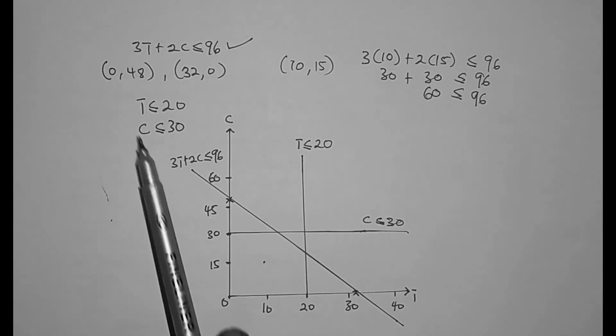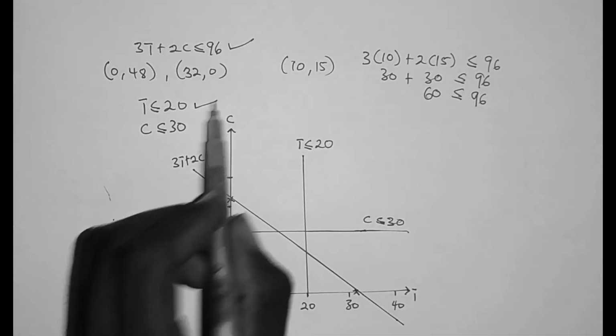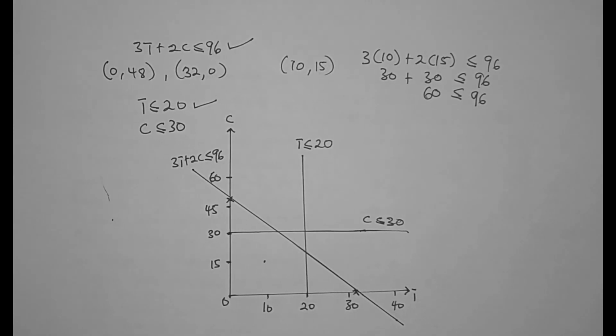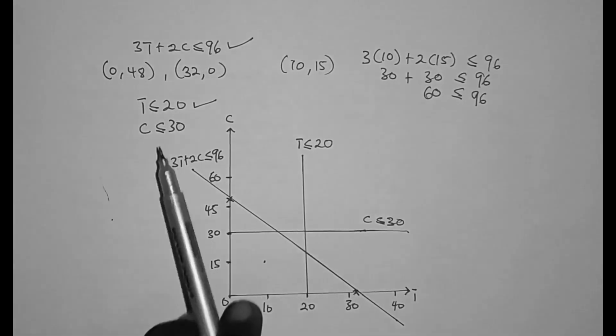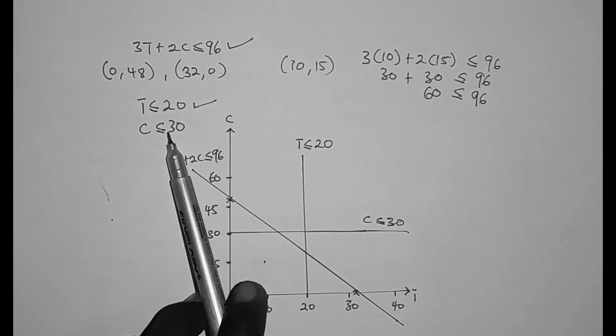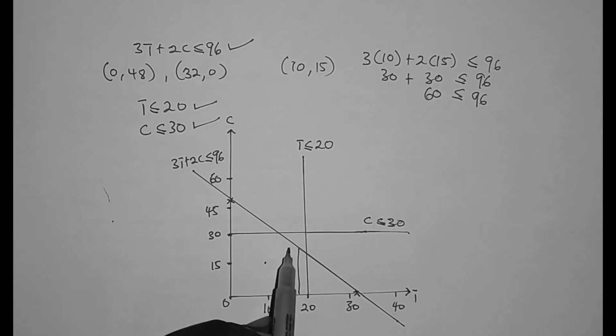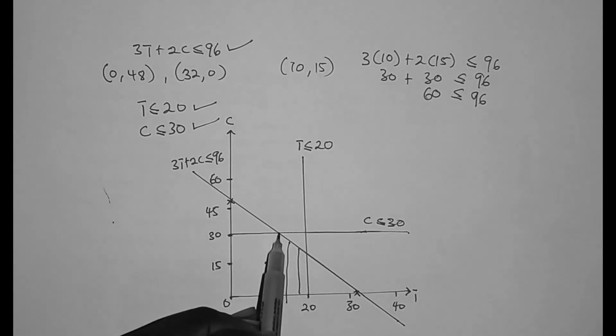The next one is T is less than or equal to 20. From the point that we chose, we see that T was 10, and 10 is less than or equal to 20. So it also satisfies this constraint. The last one is 15 is less than or equal to 30, and it is true. So therefore, the point also satisfies this constraint. So this implies that the required region is this region.